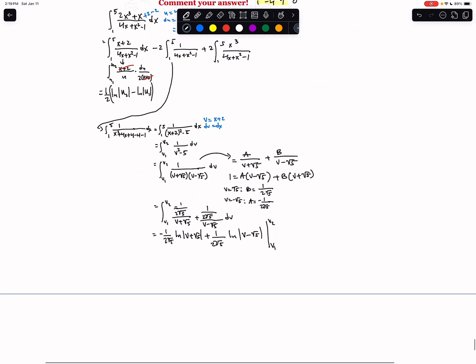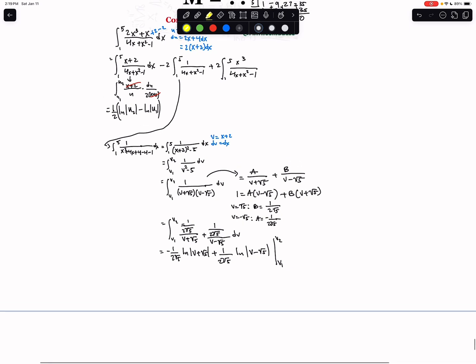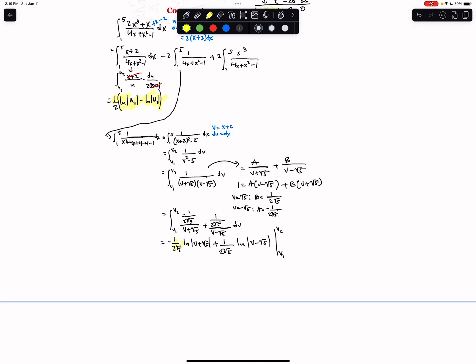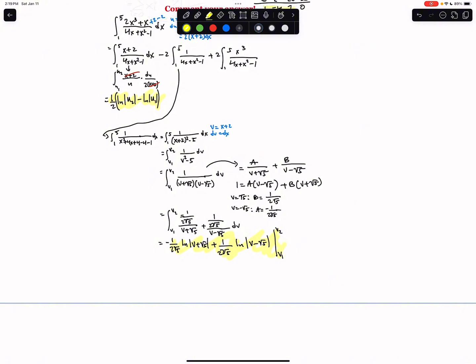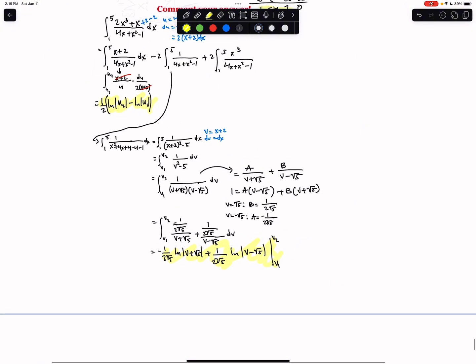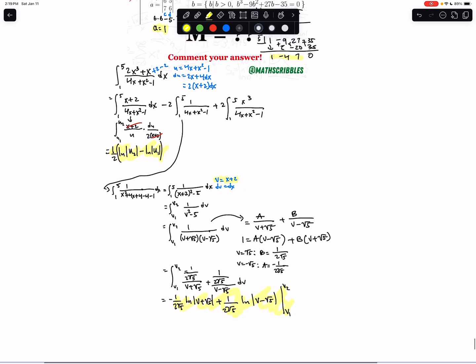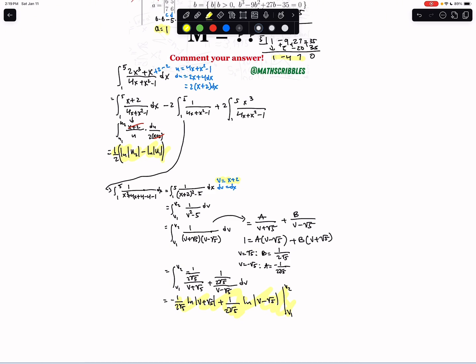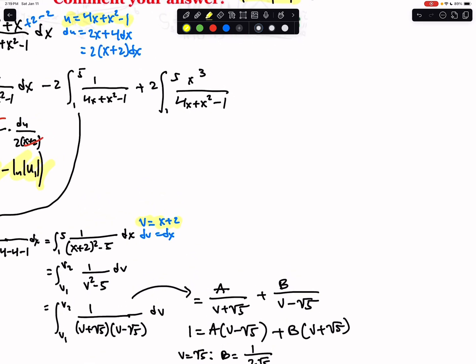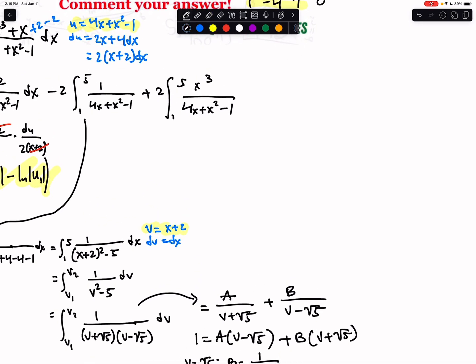Okay, so we have this right here, and I'm going to highlight this, and this as well, and this as well, so then we can get our u-bounds. So now we have this guy right here. Now for this guy, I'm going to do some polynomial long division.